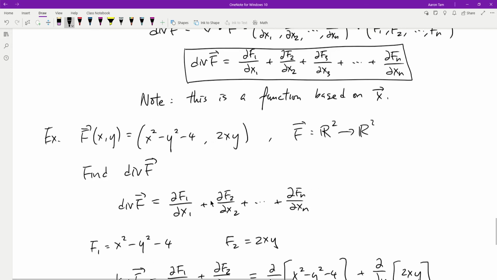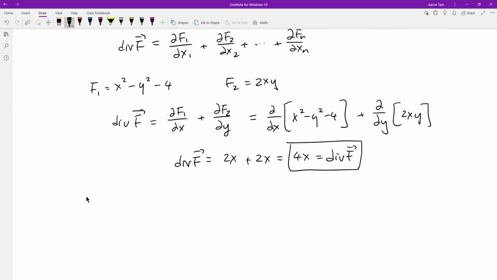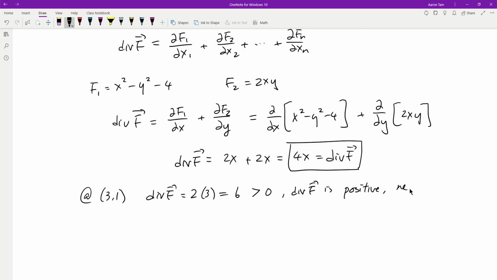So let's calculate this value and see what happened. At the point 3, 1, the divergence of f would equal 2 times x, which is 3, that equals 6. So now we have a number. What does it mean? This is what it means. When the number is greater than 0, a positive number, that means divergence of f is positive. Then what that tells me is that the neighborhood tends to expand.